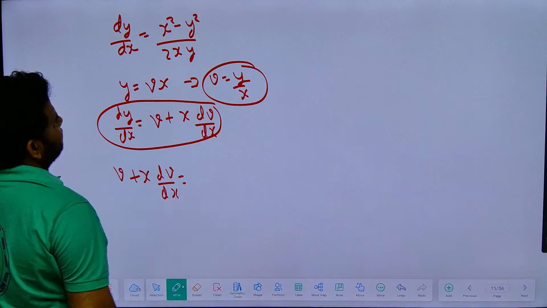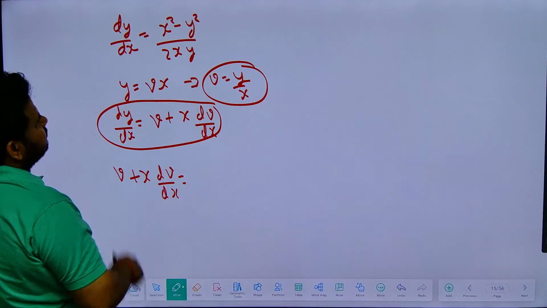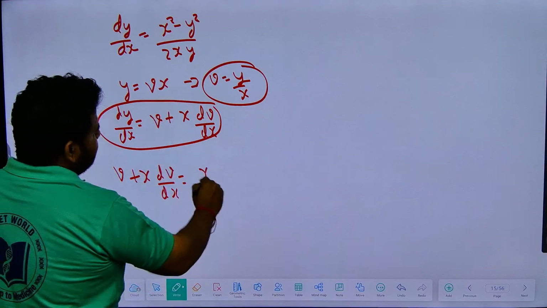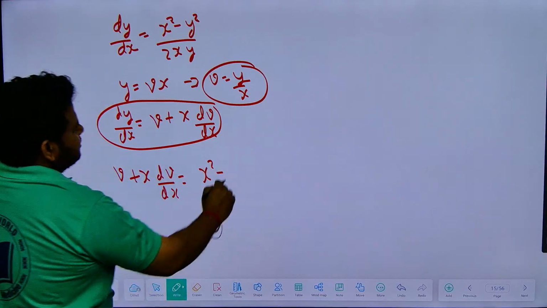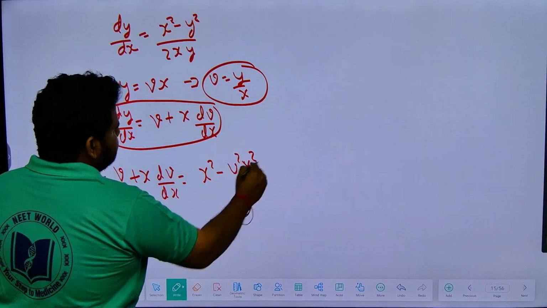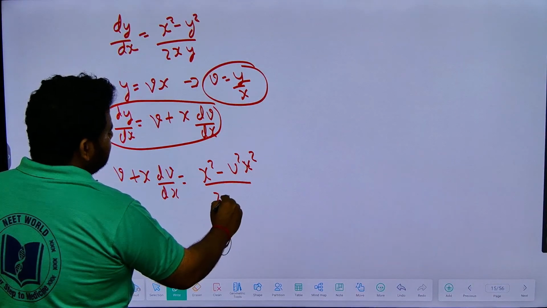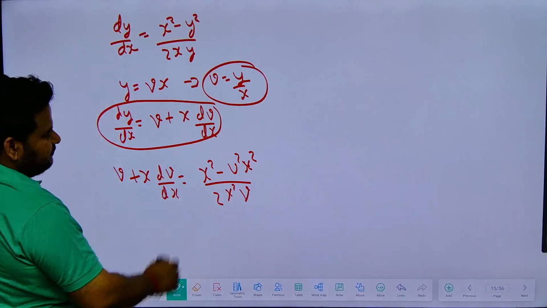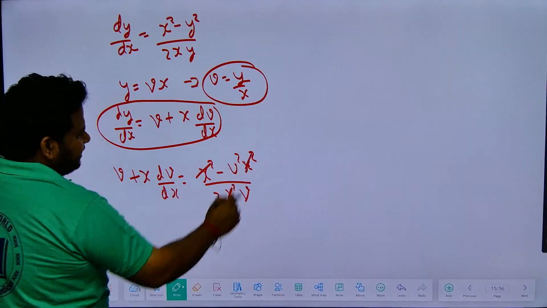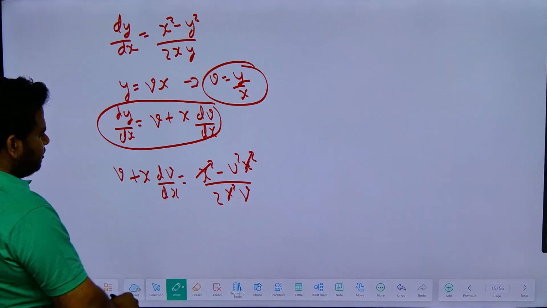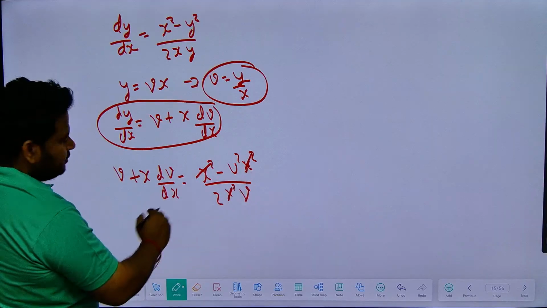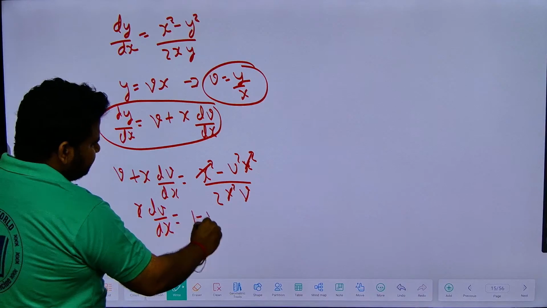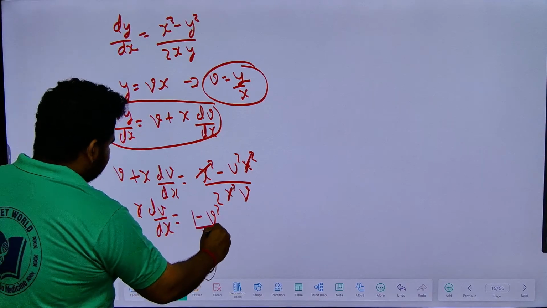x square minus y square. So x square will be x square only. y square is v square x square. This will become 2 into x into, I can write it as 2 into x square v, not y, x square v. Now x square I can cancel. Now this v I should send that side. So this will become x into dv by dx is equal to 1 minus v square by 2v minus v.